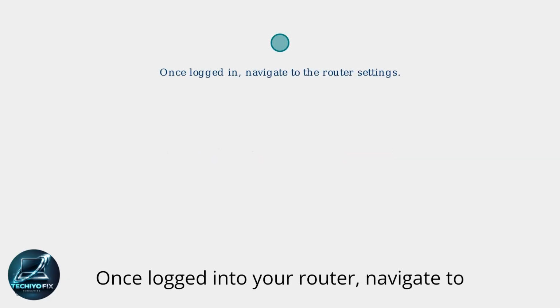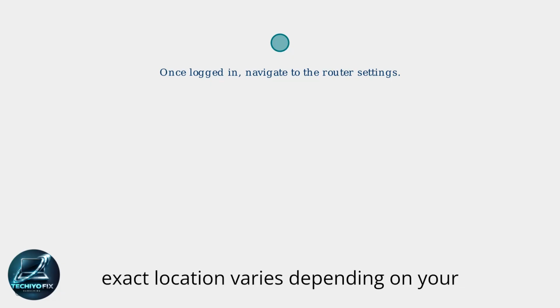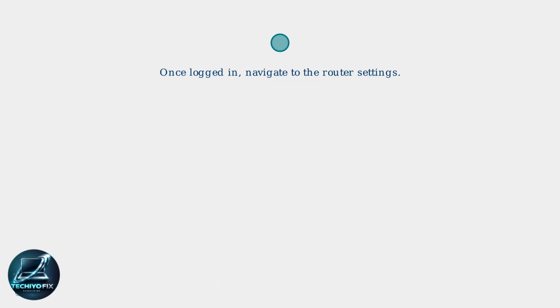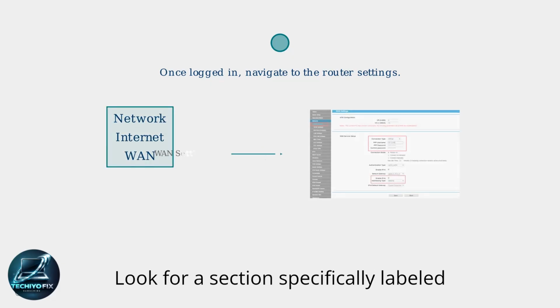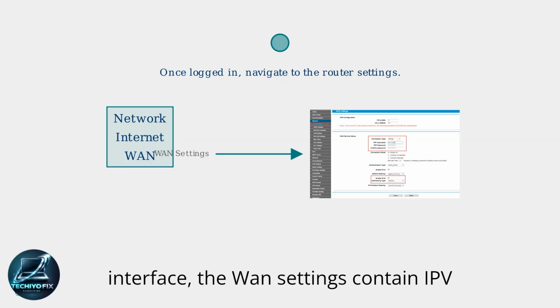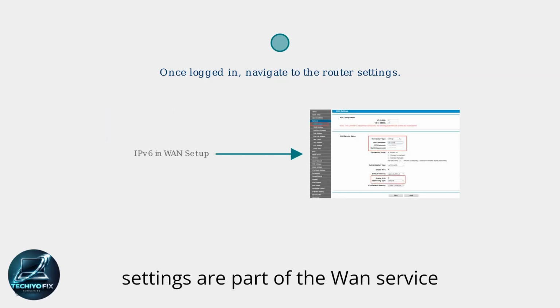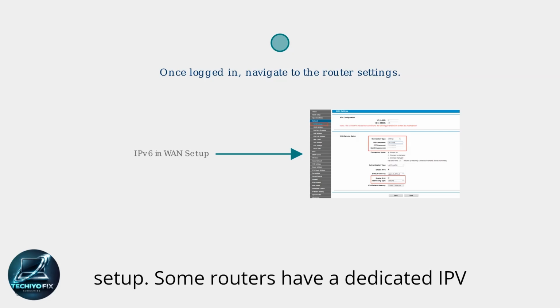Once logged into your router, navigate to the network, internet, or WAN settings. The exact location varies depending on your router's brand and model. Look for a section specifically labeled IPv6. For example, in this router interface, the WAN settings contain IPv6 options. In this example, IPv6 settings are part of the WAN service setup.